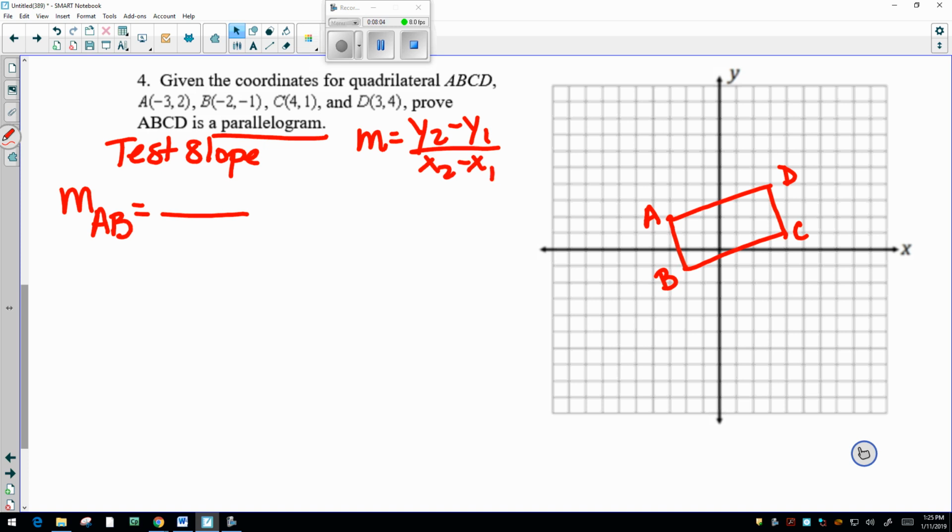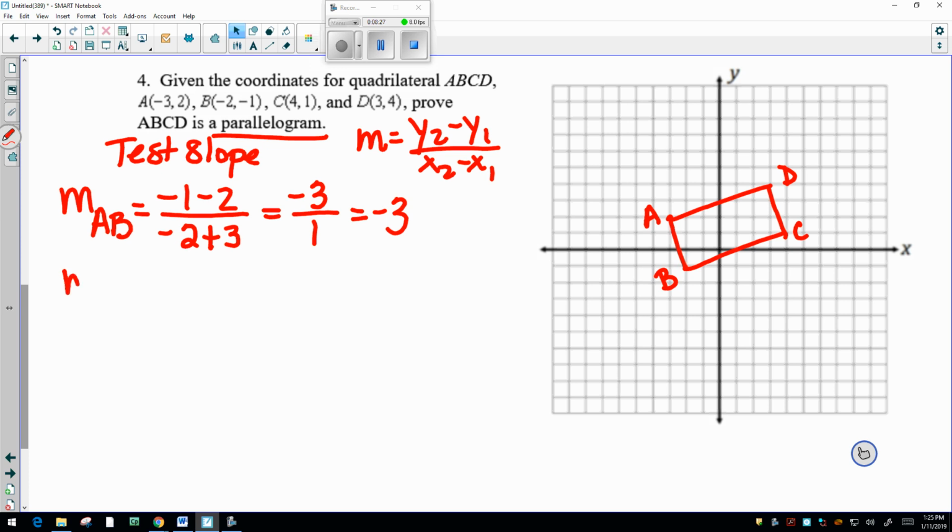So keep in mind we're thinking slope formula in your flip book in case you forgot. So for AB, if we plug this in, I have a -1 - 2. And for the x's, I have a -2 minus a -3. So minus a negative, remember that's plus a positive. So my numerator becomes a -3. The denominator becomes a +1. And this simplifies down to a -3.